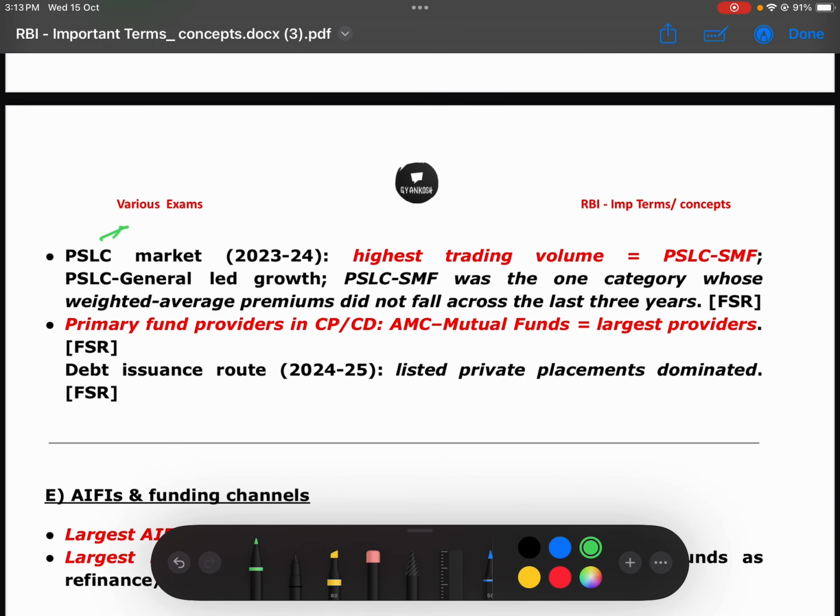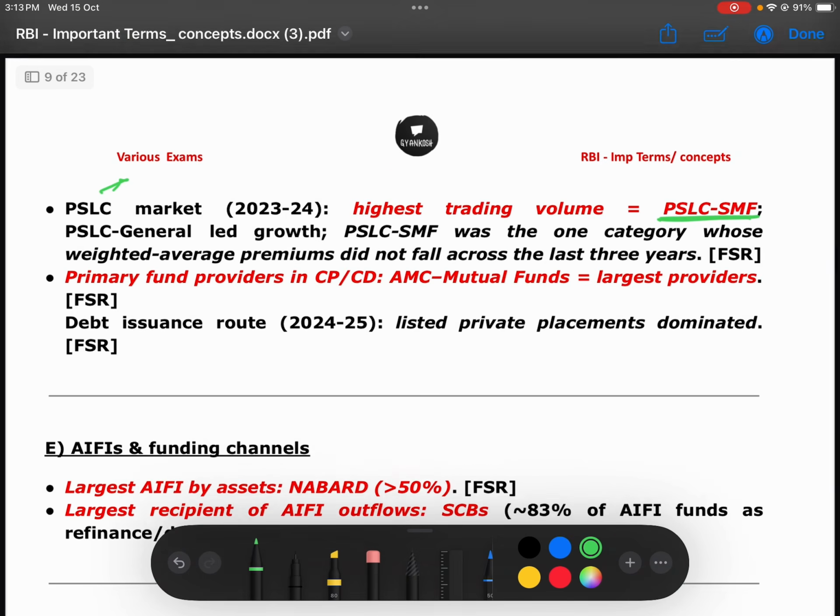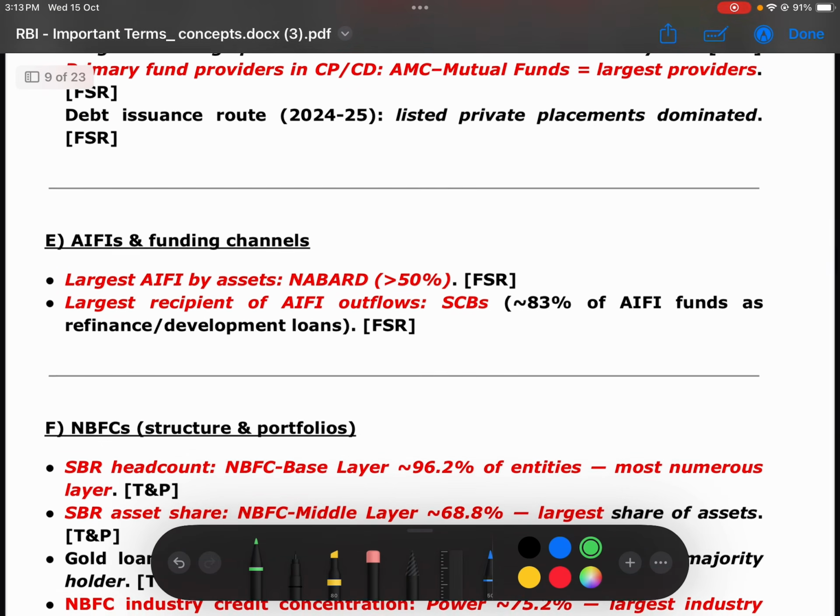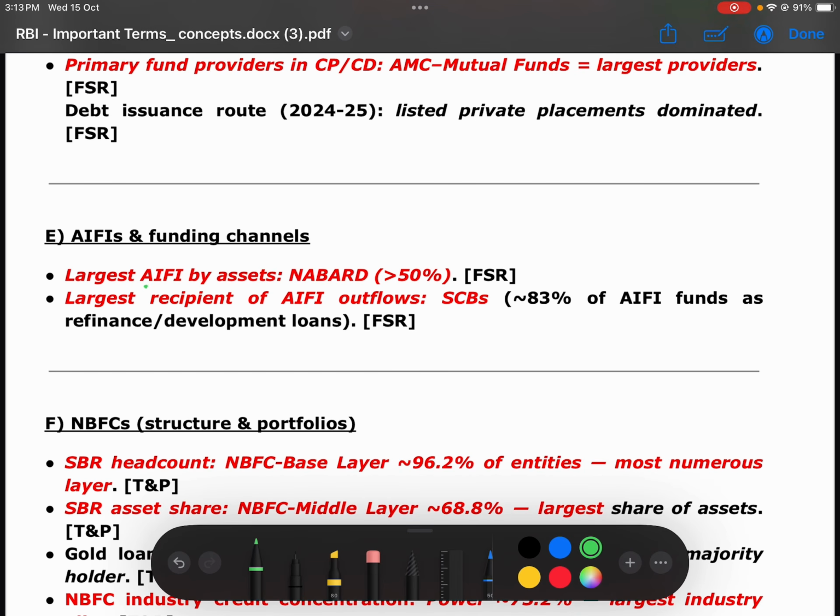priority sector lending guidelines are there. So if anyone is not able to meet those criteria, then they can purchase the priority sector lending certificates. So the highest trading value is for this category. And in case of All India Financial Institutions, NABARD holds the largest amount of assets, more than 50% of assets of all India financial institutions are held by NABARD.